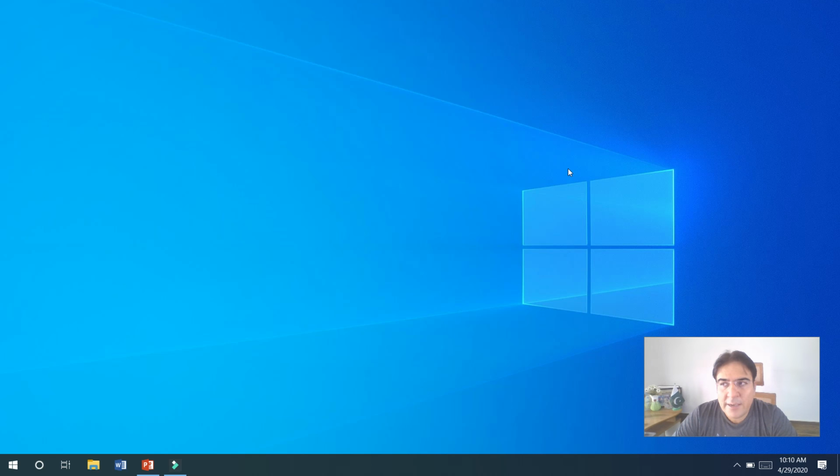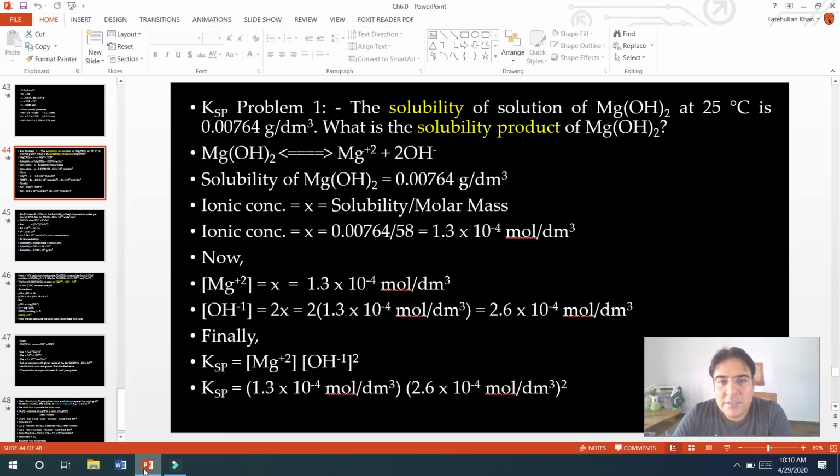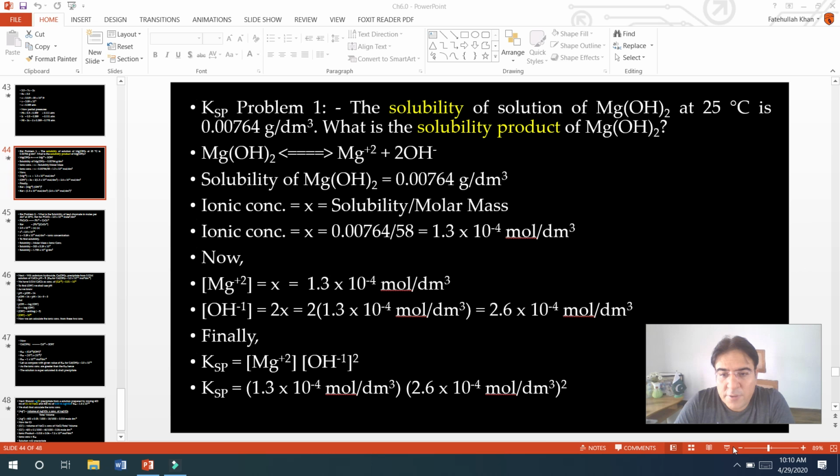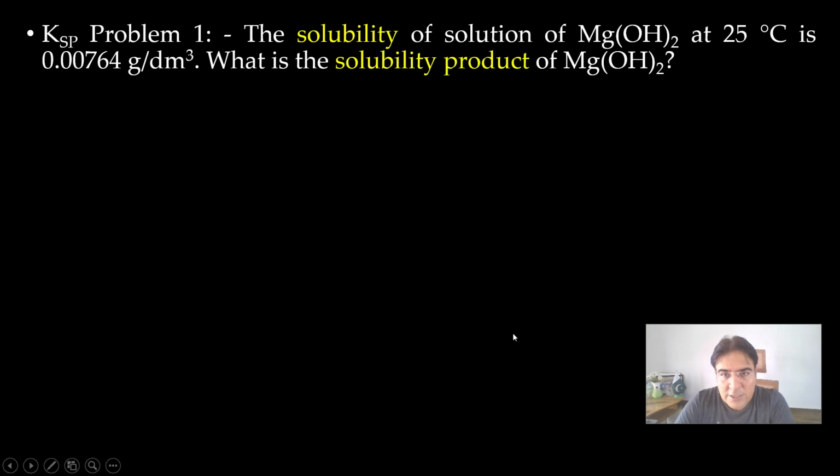Before I start, I must tell you that this topic, solubility product, its application, and its problems, is the most important topic from the sixth chapter for this year 2020. So I will just start, and the first problem that I'm going to discuss with you about the solubility product is how can we calculate the solubility product if solubility is given to us.